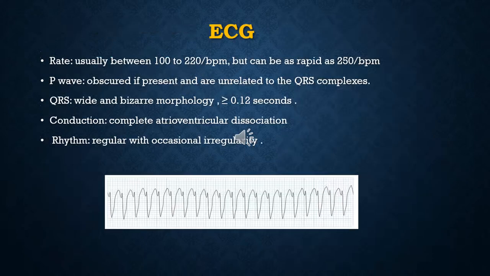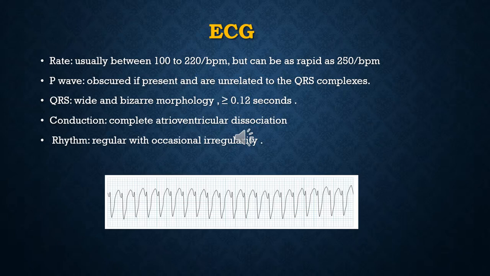ECG. What can I see in the ECG of a patient with VTAC if he came to me during the attack? I will see a rapid wide QRS tachycardia. The heart rate is from 100 to 120 up to 150 beats per minute. The P wave is obscured or not present on the ECG. If present, it will be unrelated to the QRS complex. The QRS is wide with bizarre morphology, and the duration is more than 0.12 seconds.